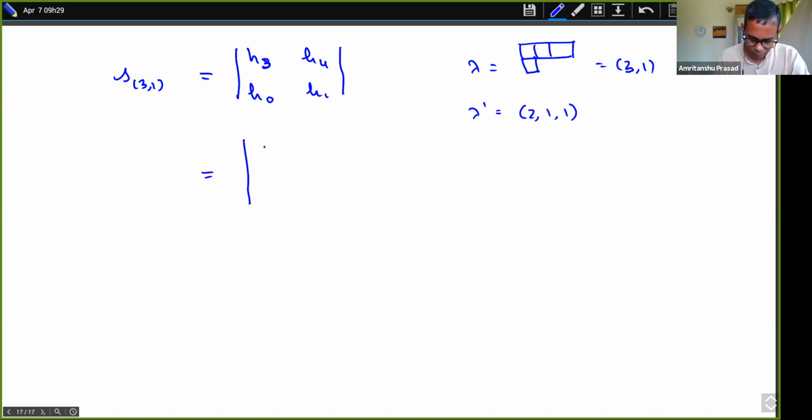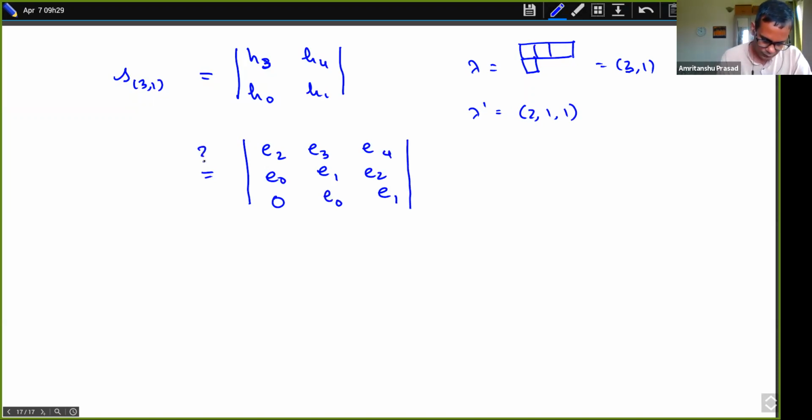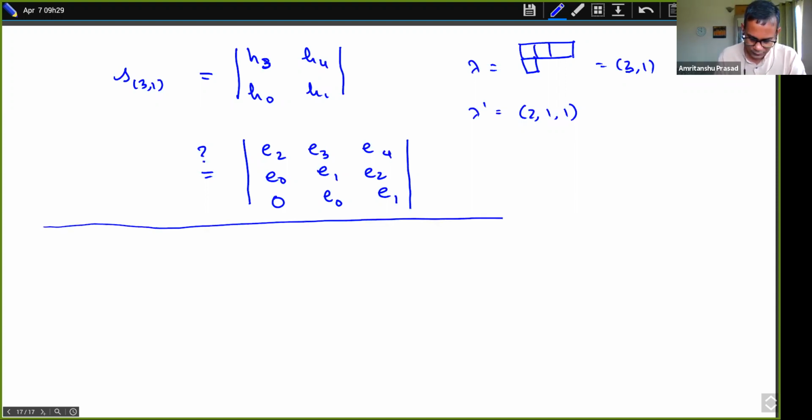And so this is given by E2, E1, E1, E3, E4, E0, E2, 0, E0, E1. So this is the kind of thing we want to know. And what we'll do is we will realize these determinants as minors of certain matrices. So the matrices in question are the following, which will be mutual inverses.